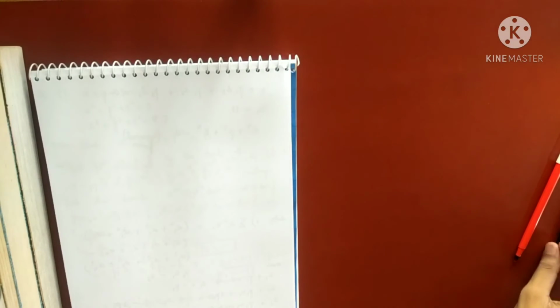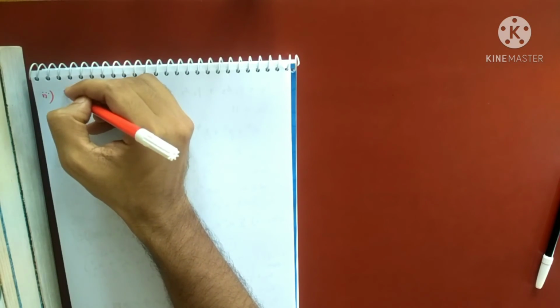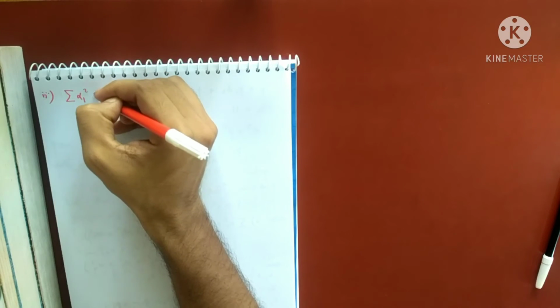So let's compute number 2. Number 2 was what? It was summation alpha 1 square alpha 2 square.